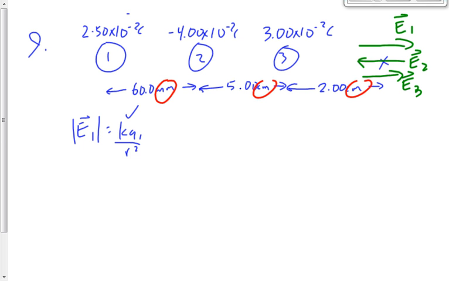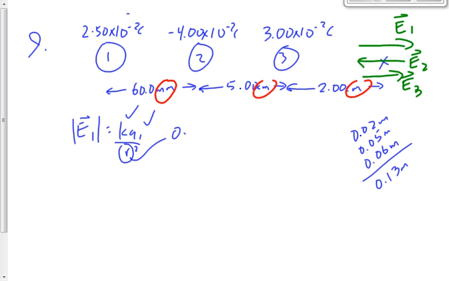You know what k is? You know what Q1 is? 2.5 times 10 to the negative 2. Put in the meters quickly. 2 centimeters is 0.02 meters. 5 centimeters is 0.05 meters. 60 millimeters is 0.06 meters. We add those up and we get 0.1 meters. If you calculate E1, you get 1.299.